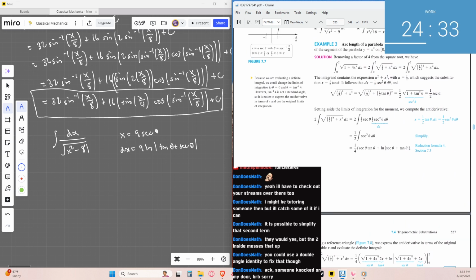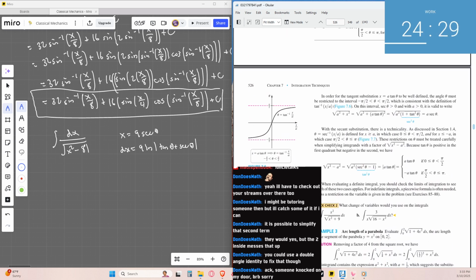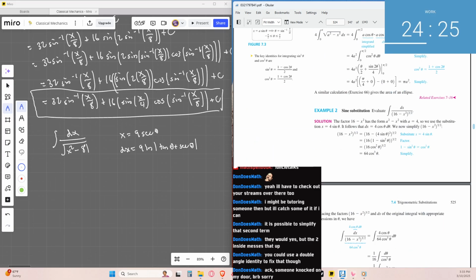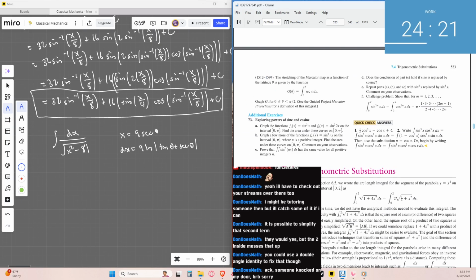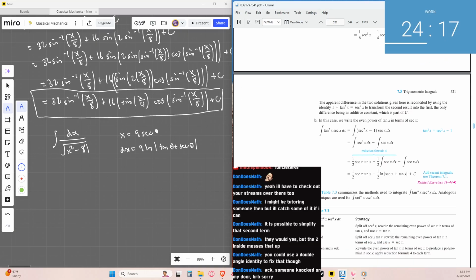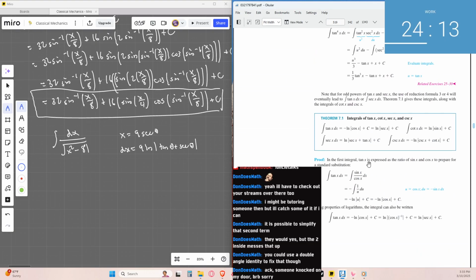Integral. I always forget the secant integrals. Do they have it on the page, or do I have to go to the previous chapter? Maybe I have to go to the previous chapter to see it. I know they had a table. Here it is. So secant is secant plus, oh okay, it is that.